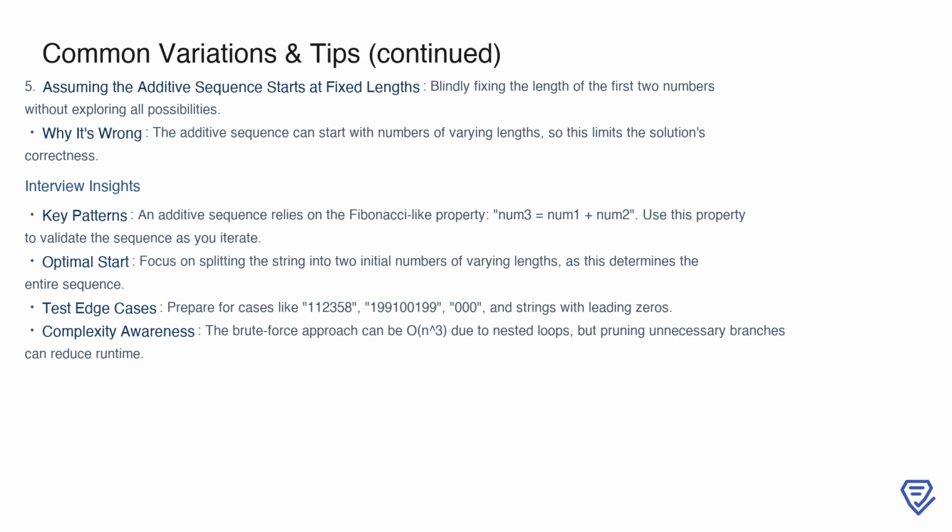It's also crucial to prepare for edge cases, such as strings like 112358, 199100199, and those with leading zeros. Lastly, be mindful of time complexity. A brute force approach, which involves exploring all combinations, can be O(n cubed) due to nested loops. However, you can optimize the runtime by pruning unnecessary branches during backtracking.